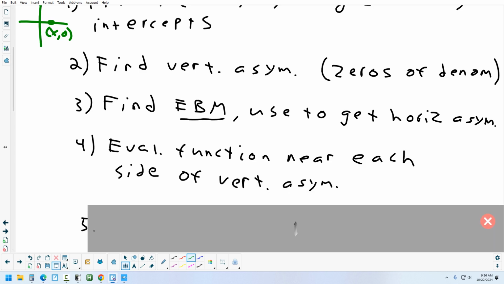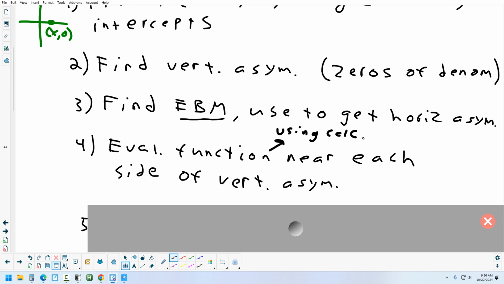Now we're going to use the calculator. We're going to check what happens when we evaluate the function using the calculator near the asymptote. So let's say the asymptote was 2. I don't want to know what happens at 2. I already know. It's going to be an error. Can't plug in that number.